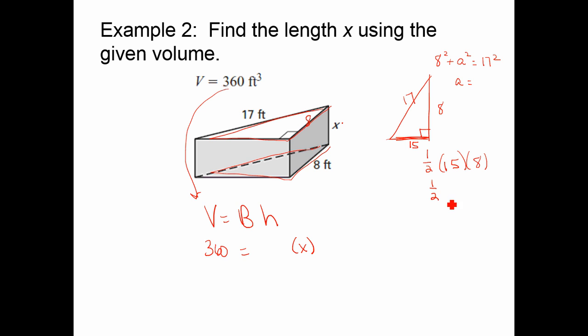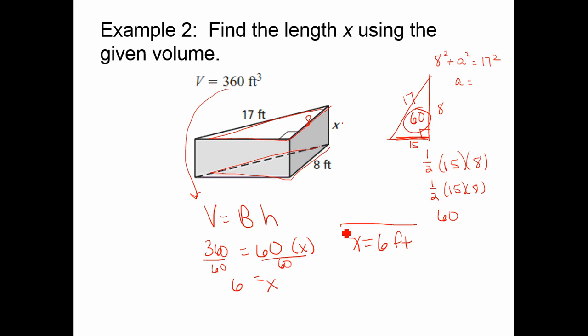So we get a base area. Just rewrite that here. We get a base area of 60. So the area of that triangle is 60. So if I know that the base area is 60, what I really have in my equation then is 60x. 60 times something gives me a volume of 360. So if I go ahead and divide, right, I can just divide by 60. 360 divided by 60 gives me a missing length of x. So x was 6 feet. So the height was 6 feet.